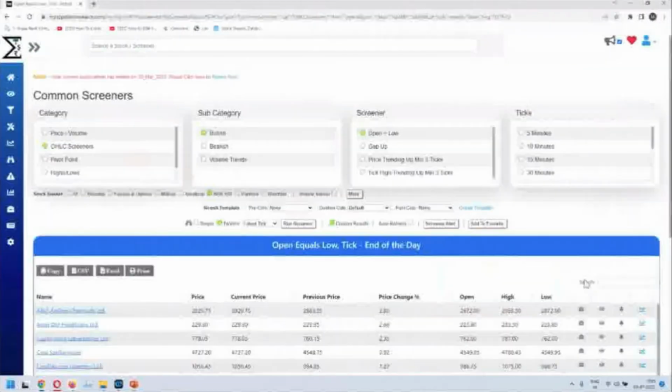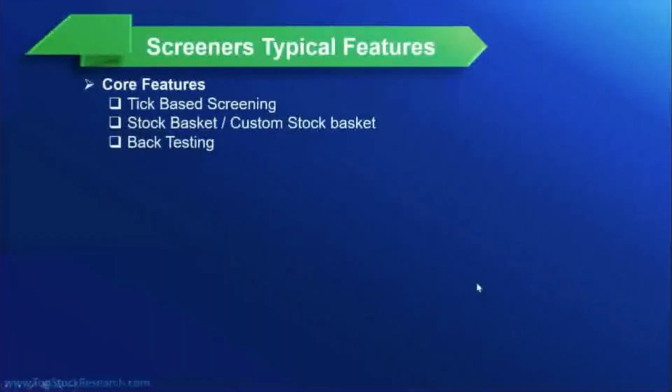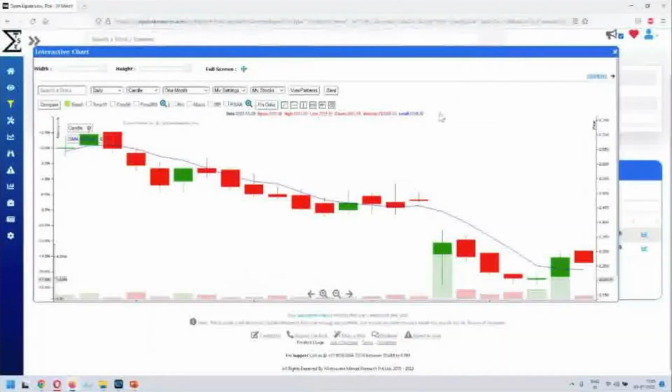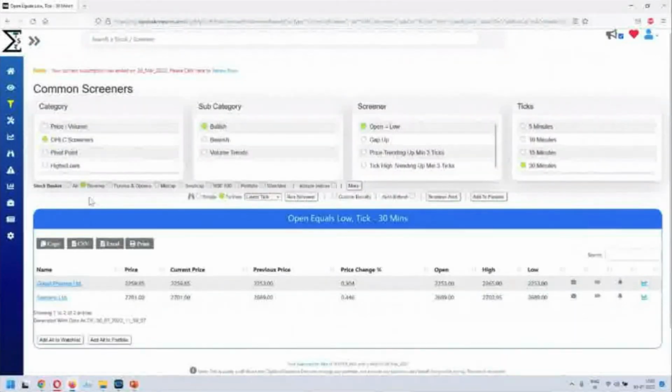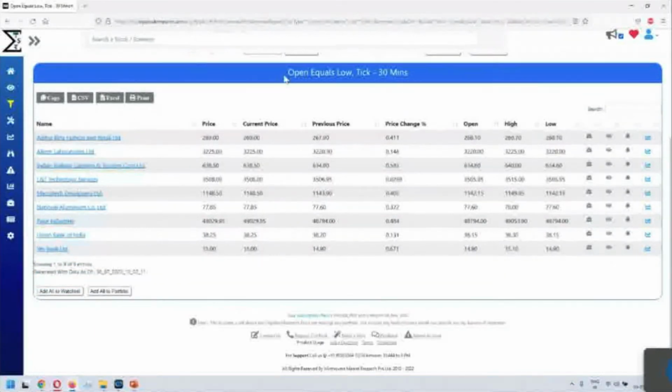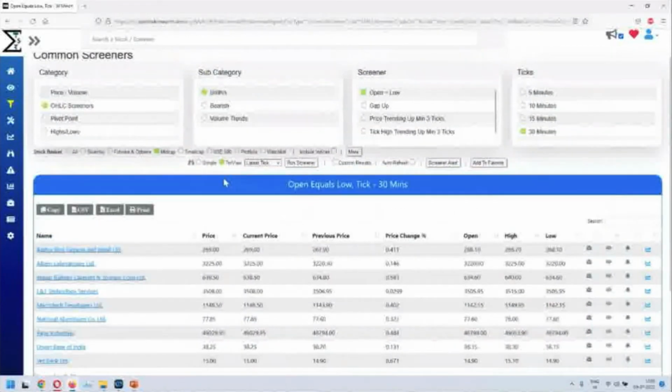The next one in this series is stock basket. Now, what we are filtering the stocks on over here is blue chip. Depending on your profile, a lot of users have a tendency to go into mid cap or small cap stocks. So if you are a mid cap person and you want to look for the same thing, you just look at mid cap. You find these many stocks where open is equal to low on the 30-minute tick. So this is the second feature that we have over here.